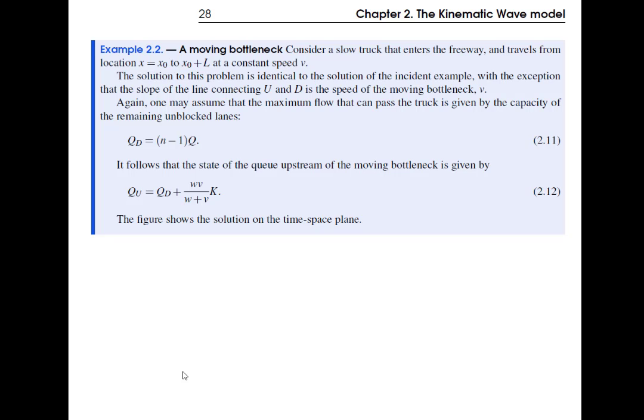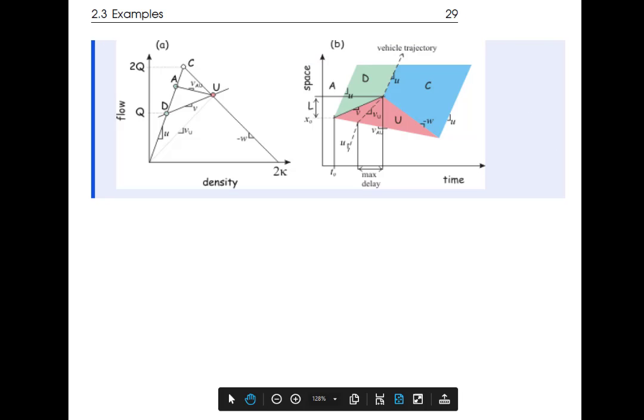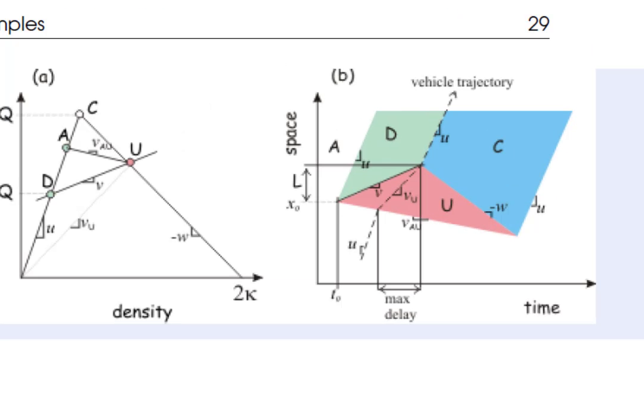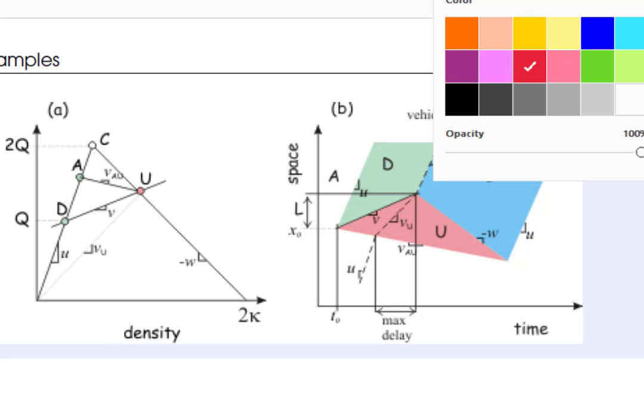Hello everyone. We were talking about example 2.2 about moving bottlenecks. So let's keep going. The setting here is that we have a truck using the highway for a distance L starting at location X0. We said that the solution is very similar to the incident example except for the connection between states D and U that now follow a line of slope V, which is the speed of the bottleneck. So the speed of the truck in this case.